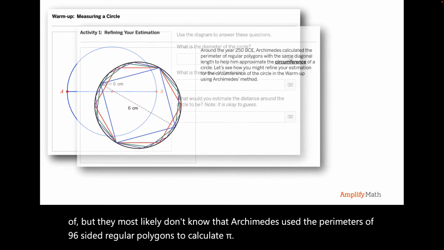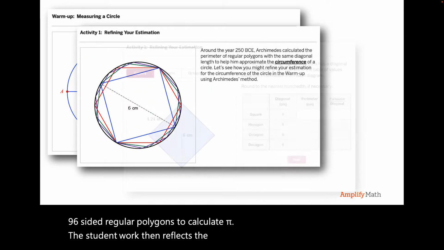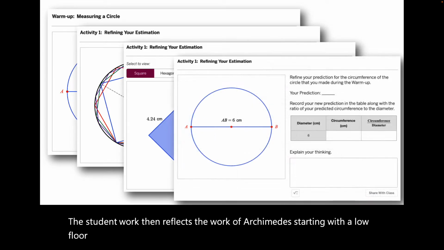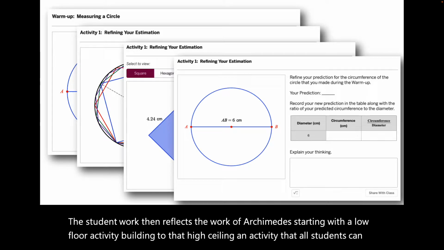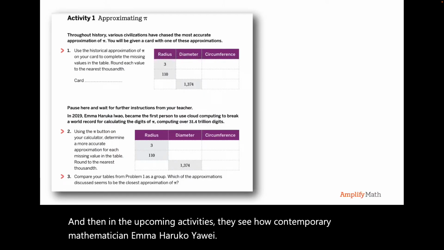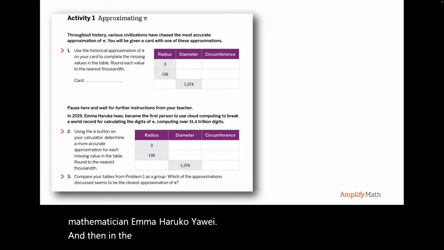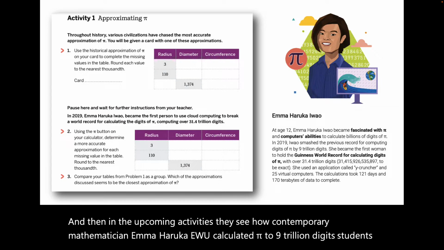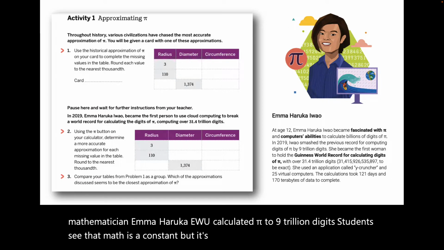The student work then reflects the work of Archimedes, starting with a low floor activity, building to that high ceiling, an activity that all students can engage in to build their conceptual understanding. And then in the upcoming activities, they see how a contemporary mathematician, Emma Haruka Iwao, calculated pi to 9 trillion digits. Students see that math is a constant, but it's also evolutionary.